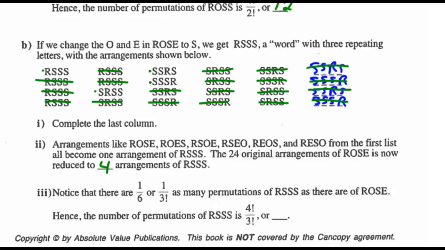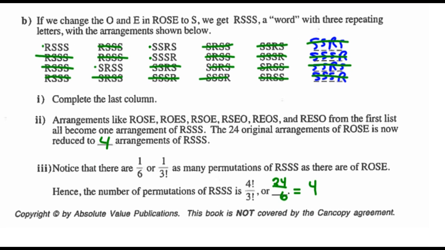Notice that 1/6 of them, or 1 over 3 factorial, there's 1 over 3 factorial as many permutations of RSSS as there are of ROSE. Hence, the number of permutations of RSSS is 24 divided by 6, or we're down to 4 different arrangements.